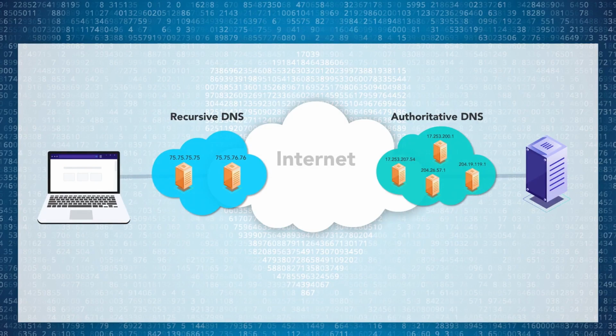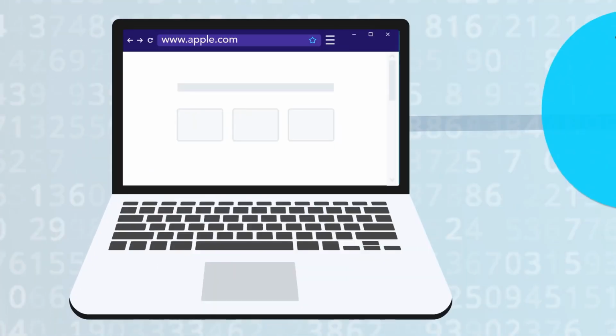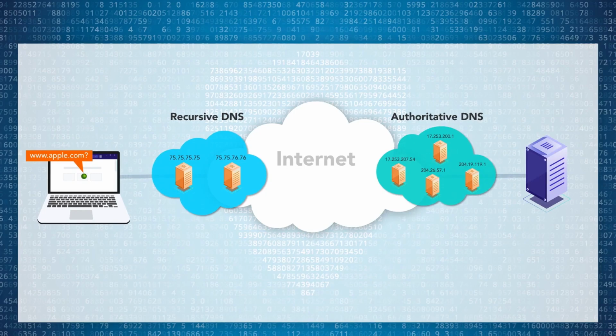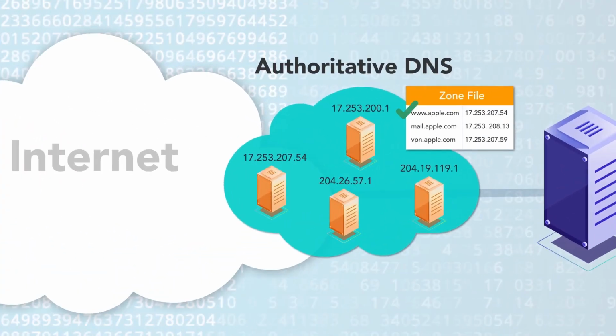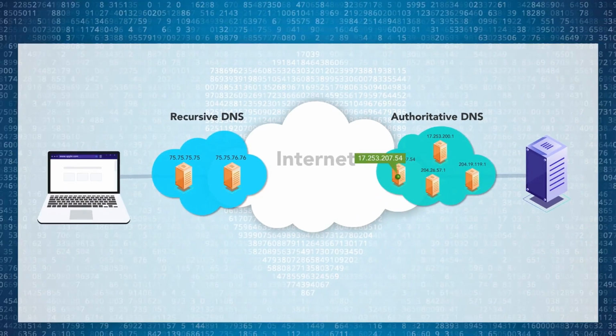When an application on my computer wants to look up www.apple.com, it starts by sending the query to any of the recursive DNS servers that we saw configured in my computer's operating system. That recursive DNS server does not a priori know the answer. So to get the answer, it sends the query to any one of the authoritative DNS servers that we saw configured for the apple.com domain. The authoritative DNS server knows the answer. It's in the zone file, so it just has to look it up. It can then send that answer back to the recursive DNS server. Finally, the recursive DNS server sends the answer back to my computer.